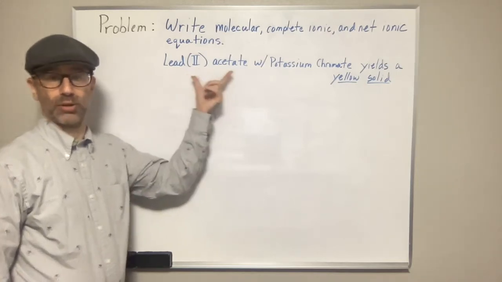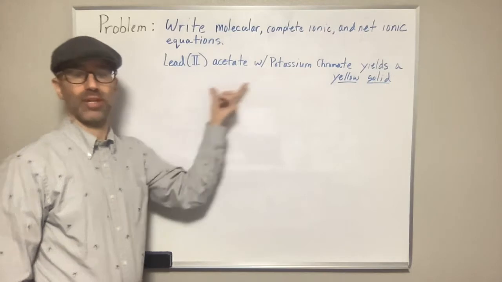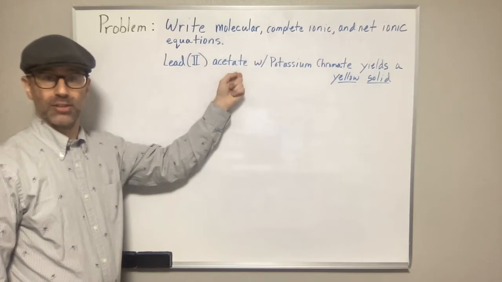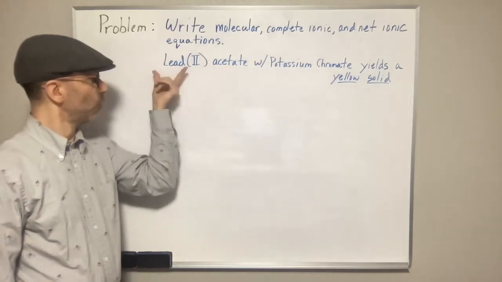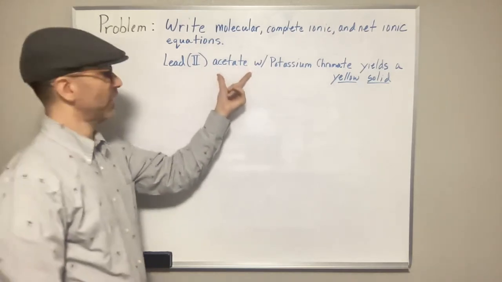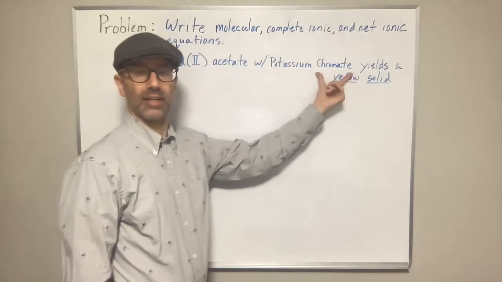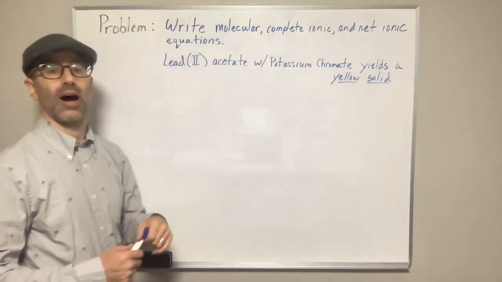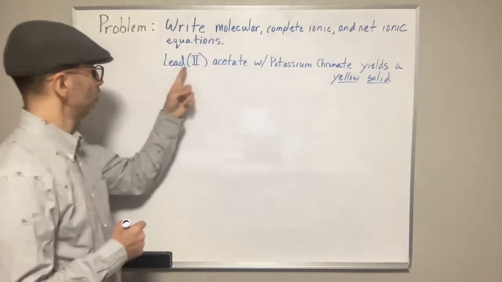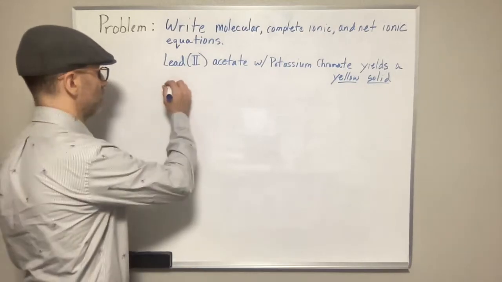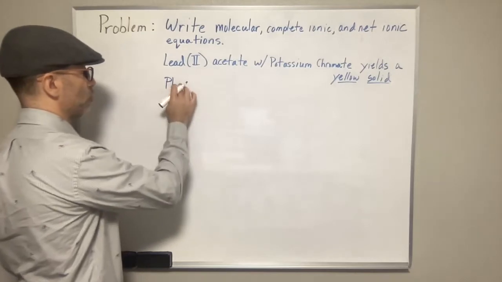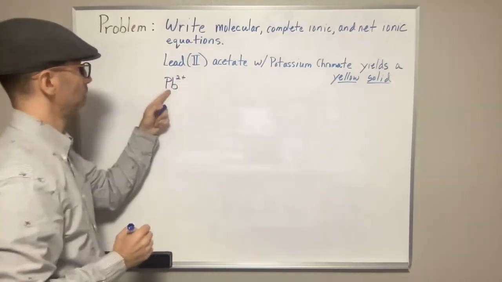When you're trying to convert names to formulas, we need to know the names of the ions, and that's given to us in the name. Lead(II) is the name of the first ion. Acetate is the second ion. Same thing here: potassium is the first ion, chromate is the second ion. Then we need to write the formulas for those ions and their charges. Since we know the charge is 2, that's Pb for the lead, with a 2+ charge on the lead.